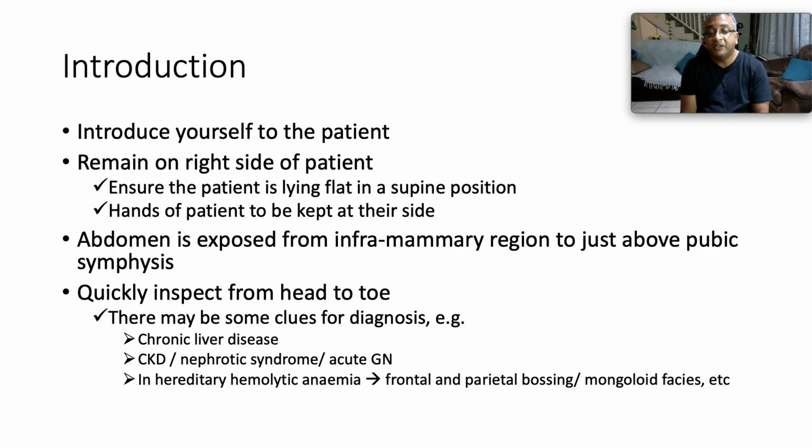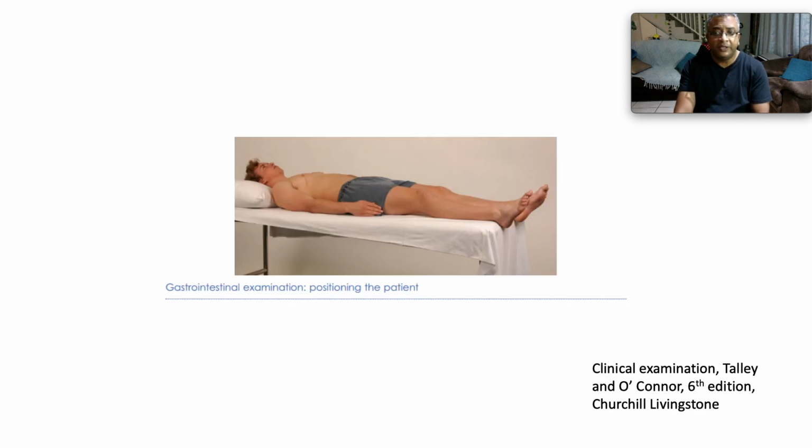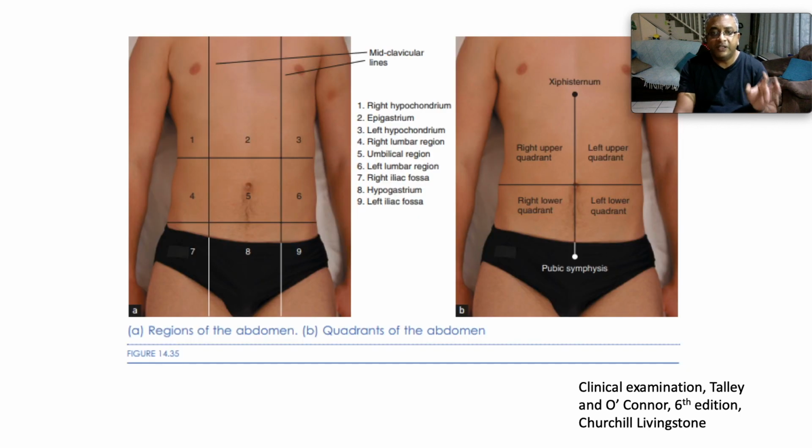Do your urine dipstick. Look for the blood that's there, all right? Send it off for casts as well. In cases of hereditary hemolytic anemia, the patient may have frontal and parietal bossing, mongoloid facies, so you have all these clues that you want to pick up on. This is taken from Talley and O'Connor, showing us the general positioning of a patient when you're going to approach examination of the abdominal system.